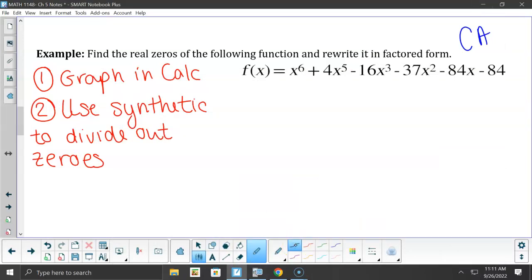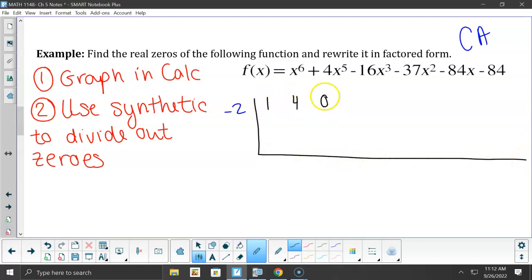All right, so I'm going to take out a -2. And I'm going to do a giant synthetic division. 1, 4, run. I'll give you at least one whole number. You forgot to put the 0 in when you did it. But now you did.